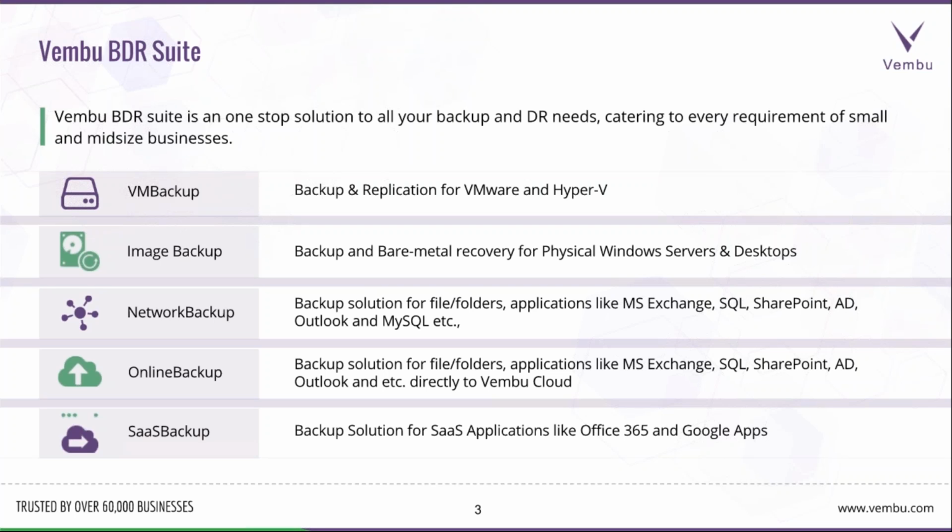Vembu Online Backup is for users who would like to do a cloud-based backup, where you can directly back up the data to our cloud servers, Vembu Cloud, which is on a secure Amazon environment. And Vembu SaaS Backup is a solution for backing up SaaS applications like Office 365 and Google Apps.